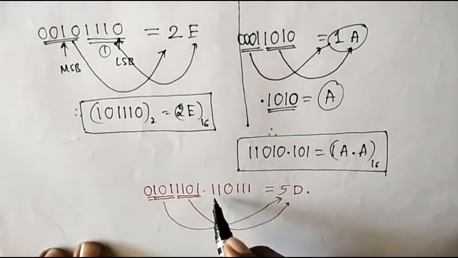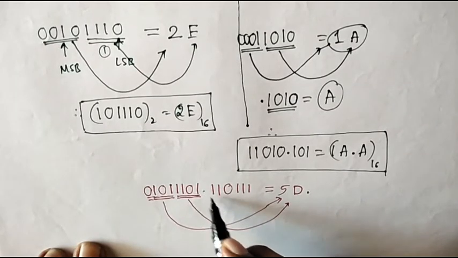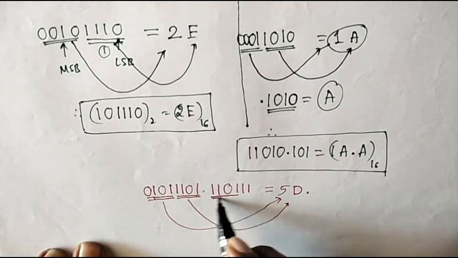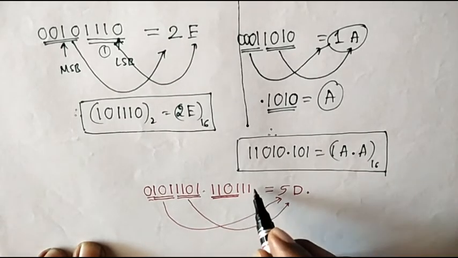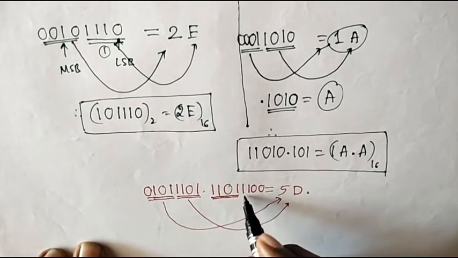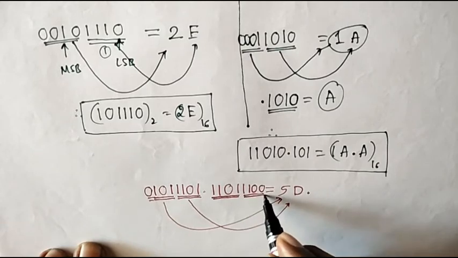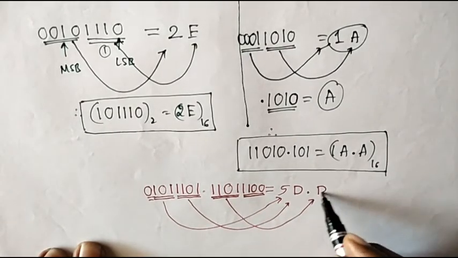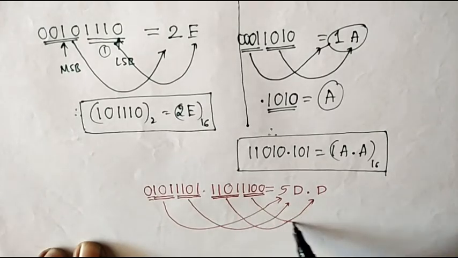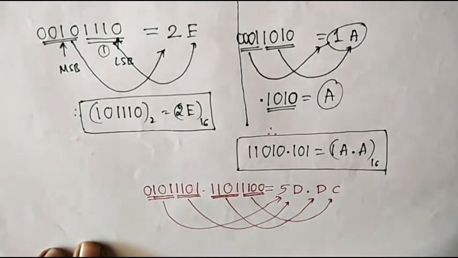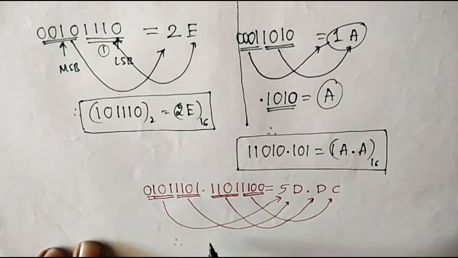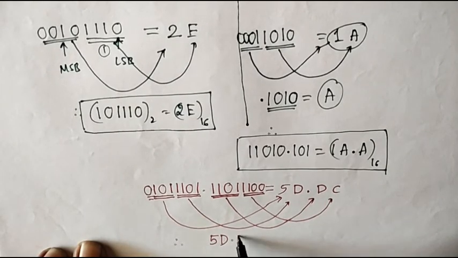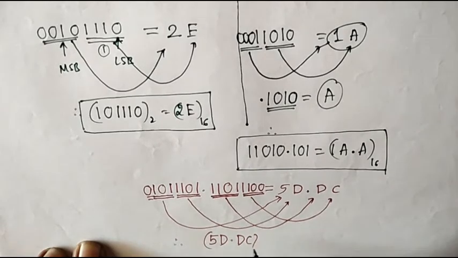Point. Here start doing grouping immediately after the decimal point, that is, this is the first group. Here we have only 2 bits. Add 2 more zeros so that we can make another group of 4 bits. So the equivalent of this is D, and 1100's equivalent is C. Therefore the hexadecimal equivalent value is 5D.DC.